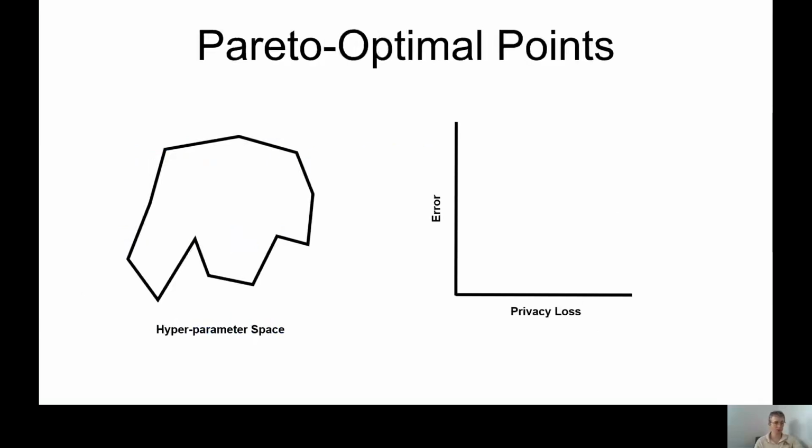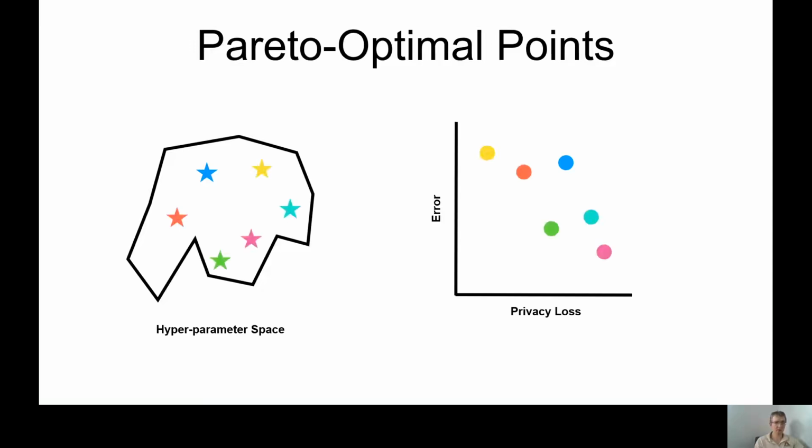So here's what's really going on here. We have some hyperparameter space here on the left. It might be high dimensional, might have a complicated geometry, and we have this two-dimensional plane of error versus privacy loss here on the right. And what we're going to do is successively pick hyperparameters that might seem interesting to us, evaluate the error and the privacy using the oracles, and that will give us a point in that plane. And then we can repeat this over and over again.